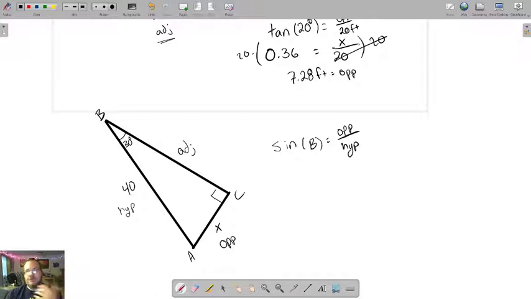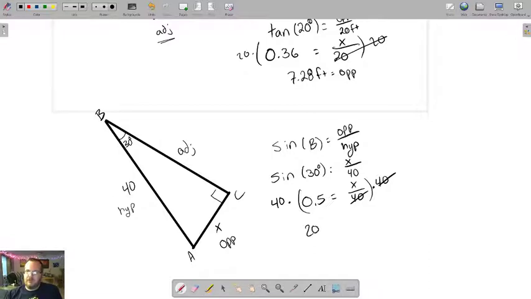And now I'm going to substitute some values in. Instead of B, I'm going to put in B's measure in degrees, which is 30 degrees. Instead of opposite, I'm going to put down X because that's what it's labeled as. And instead of hypotenuse, I'm going to put down 40. So now I need to solve for X. To do that, I'm going to first find out what the sine of 30 is. The sine of 30 is 0.5. This is equal to x over 40. If I multiply everything by 40 to cancel out that 40 on the bottom, this will cancel, and then multiplying by 40 over here, 40 times 0.5 is 20.